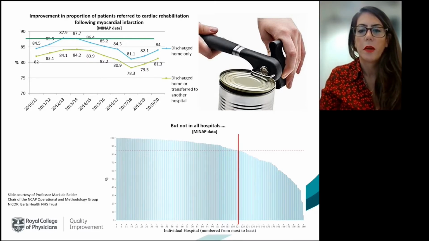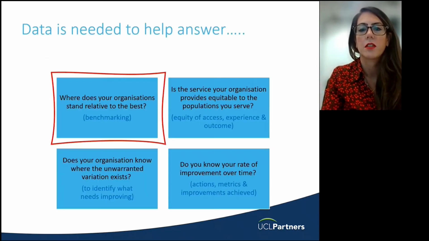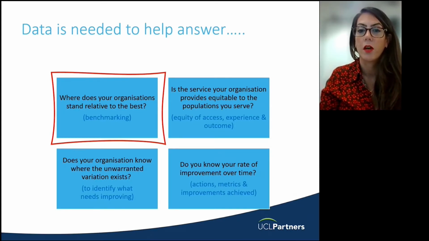So that's what I'm going to talk about now, really. So the question we need to ask ourselves then is, how do we want to improve the proportion of patients referred to cardiac rehabilitation following an MI in our organisation? And there's a number of ways in which we can think about that. So I've just mentioned that audit data really helps you understand where your organisation stands relative to others. So it's really great for benchmarking. And you can then look at all of those organisations that sit near the top, and if you know who they are, you can approach them to understand what they do.